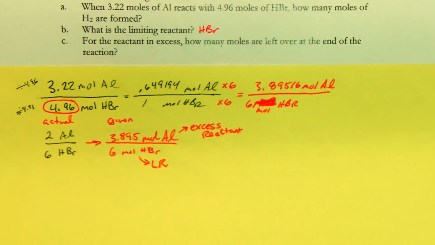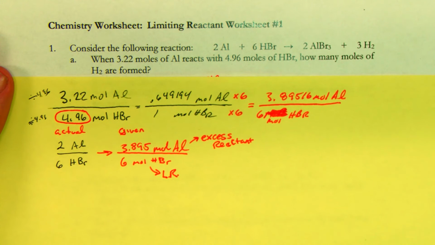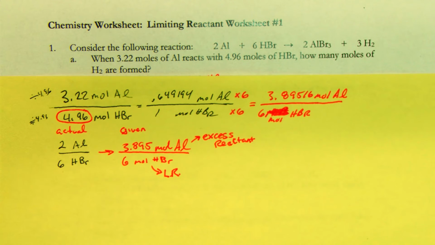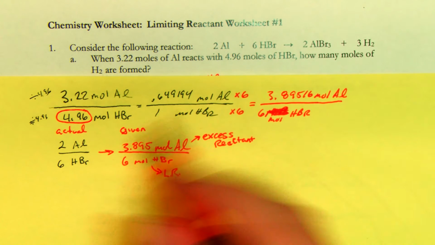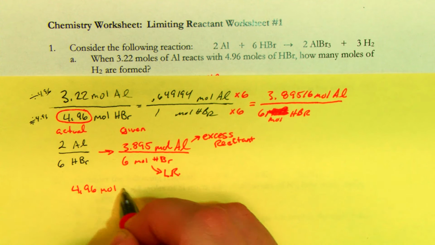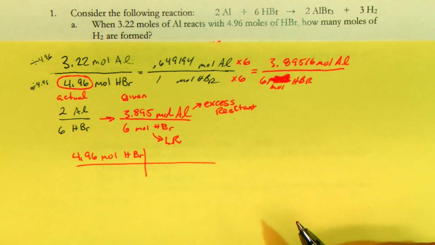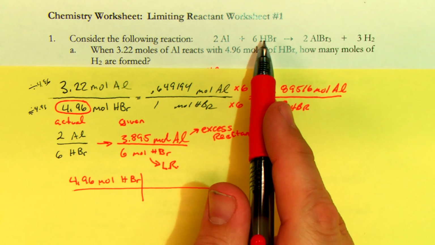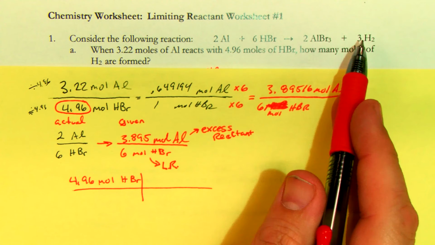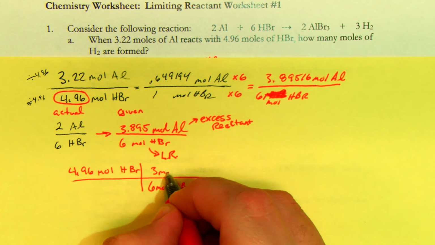Then part C, the last part here, says, for the reactant in excess, how much. We have to finish part A because we never really finished part A. We figured out part B because that's the most important thing. We have to figure out the limiting reactant. But now it says how many moles of H2 are formed. Well, how many moles of HBr do we start with? Alright, so we start with 4.96 moles of HBr. Now, we're going to convert moles to moles. So, 6 moles to how many moles? 6 to 3. So 6 moles of HBr to 3 moles of H2.